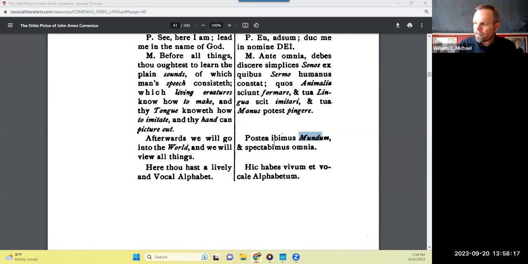Et spectabimus omnia. Spectabimus means we shall view. So we have this stem here in Latin, specta, which means to view or see something. We have spectacle. That's good, Sarah. Spectator is a person who views something. All right. To inspect. What does inspect mean?